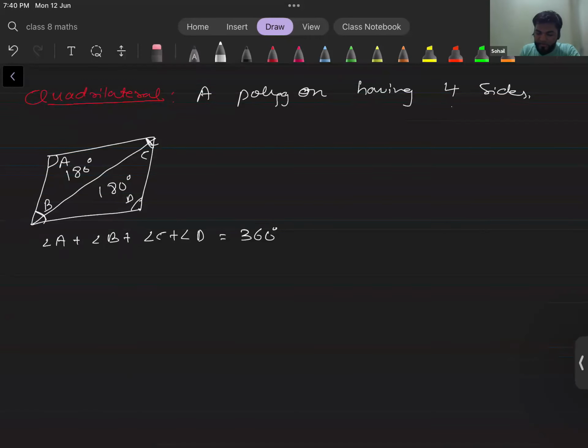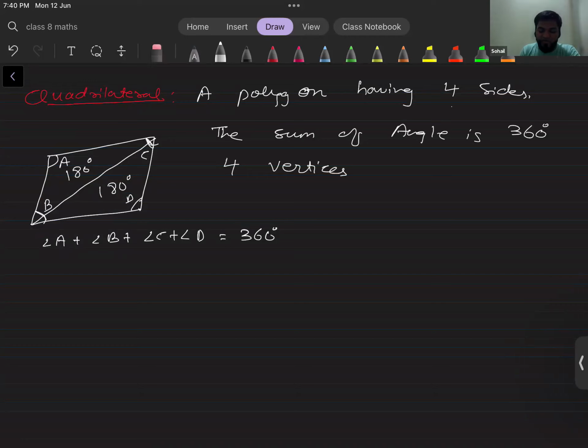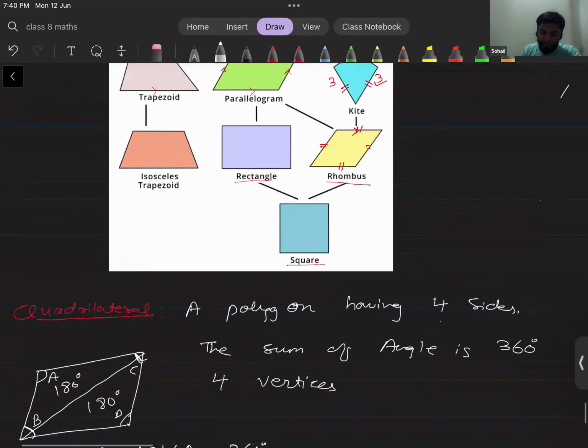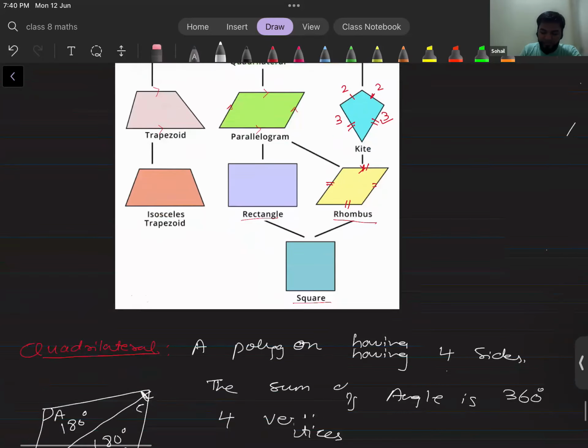So a quadrilateral has four sides. The sum of angles is 360 degrees. Also, it has four vertices. Now, moving on to the next type of quadrilateral, we are going to talk about a trapezium.